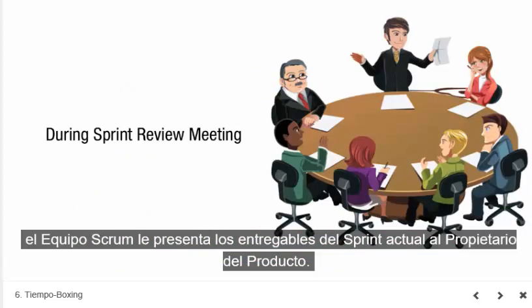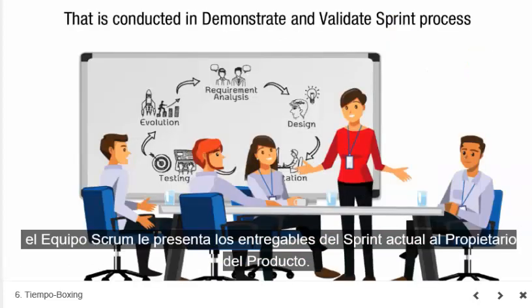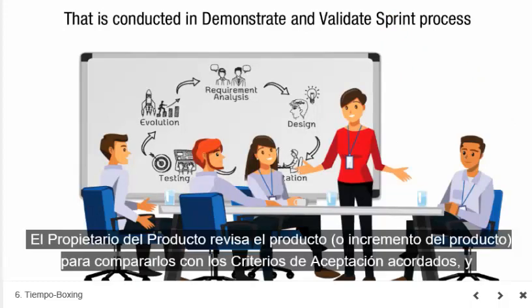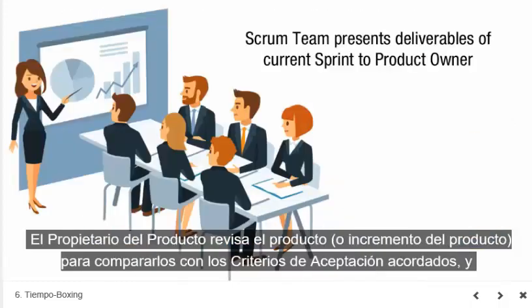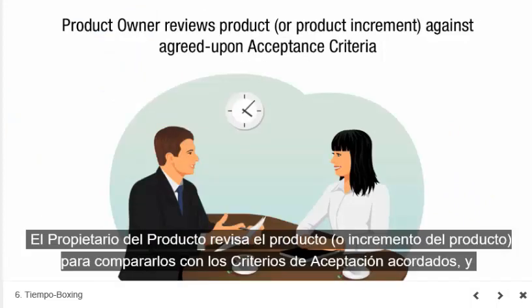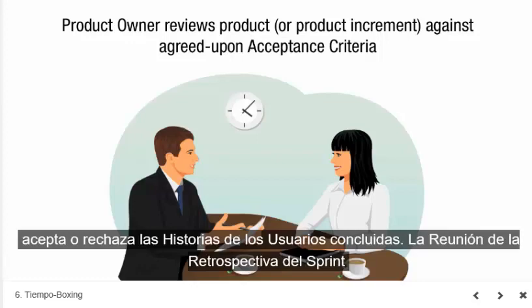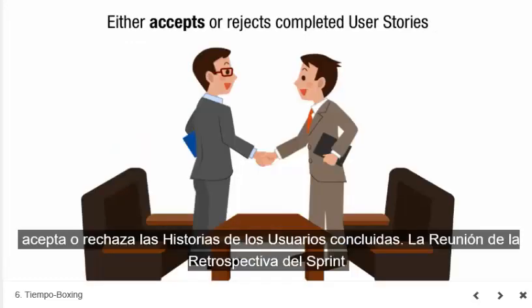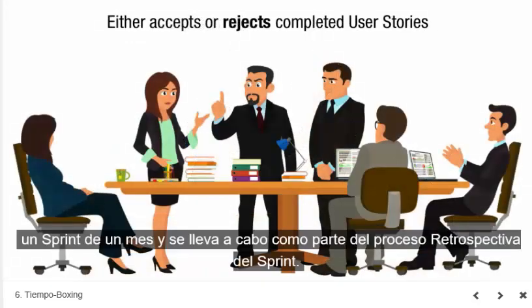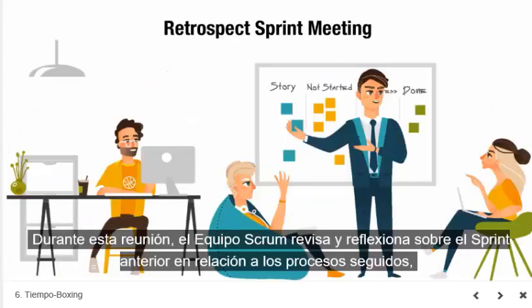During the sprint review meeting that is conducted in the Demonstrate and Validate Sprint process, the Scrum team presents the deliverables of the current sprint to the product owner. The product owner reviews the product or product increment against the agreed-upon acceptance criteria and either accepts or rejects the completed user stories. Retrospect Sprint Meeting.